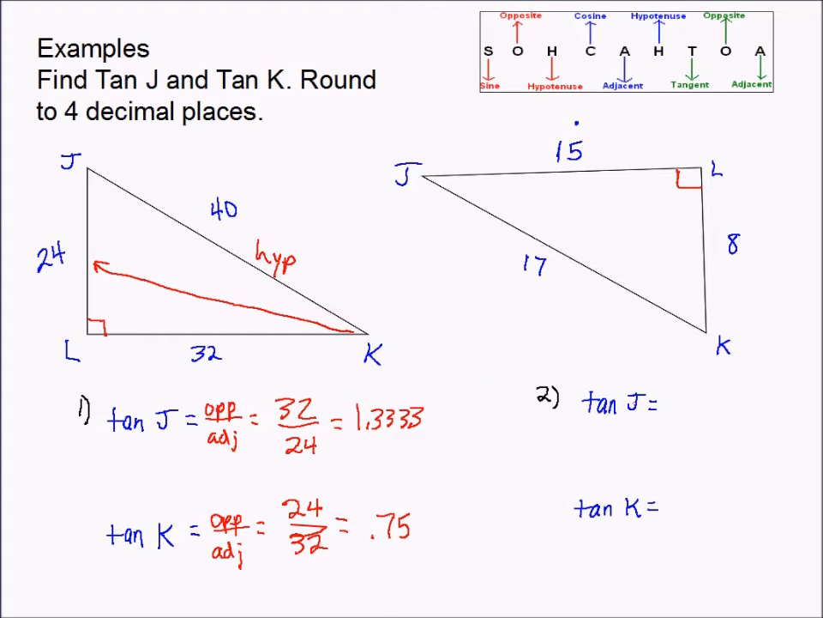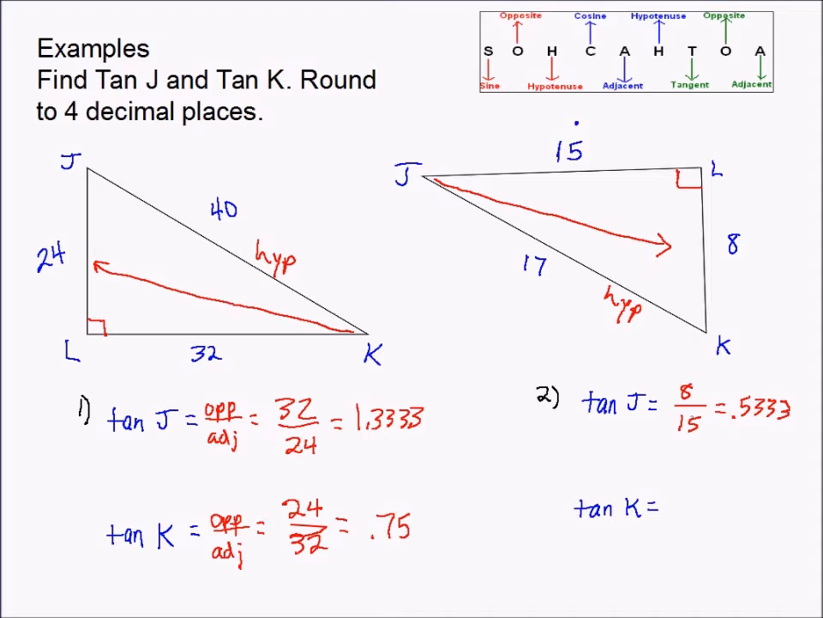So let's try it again with this triangle. With angle J, the side that is opposite is 8. This is the hypotenuse because it's across from the right angle, so we're talking about 15. So this is going to be 8 over 15. If I plug in 8 over 15 in the calculator, you're going to get 0.5333.